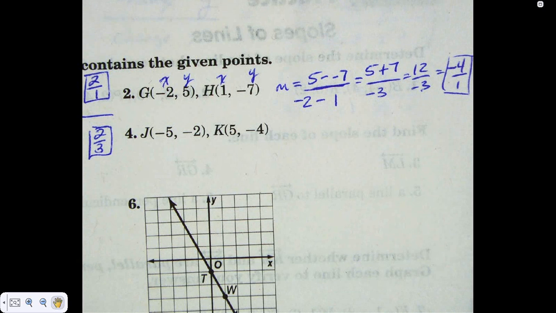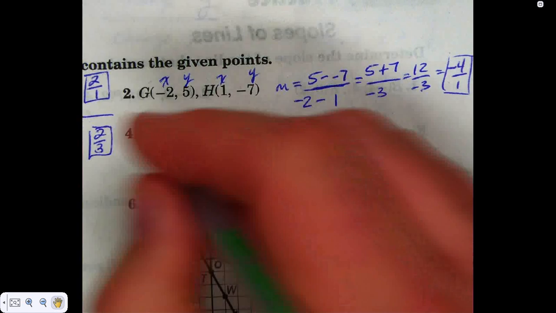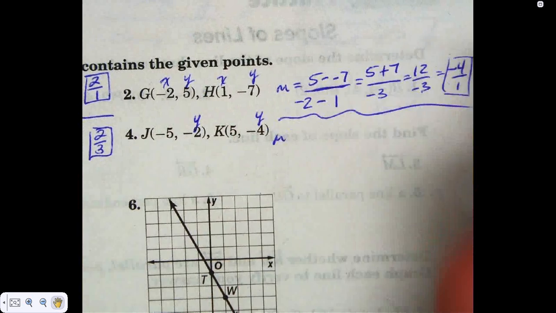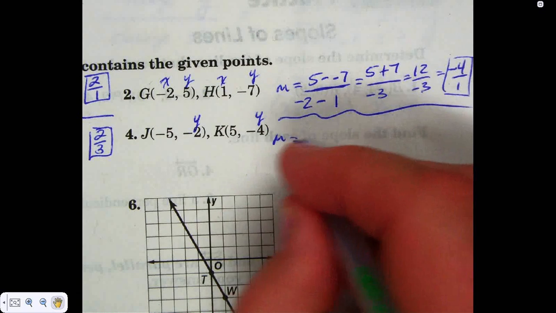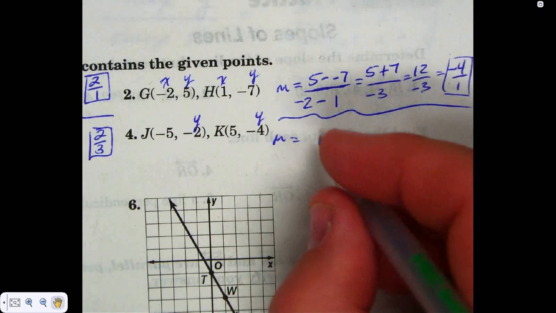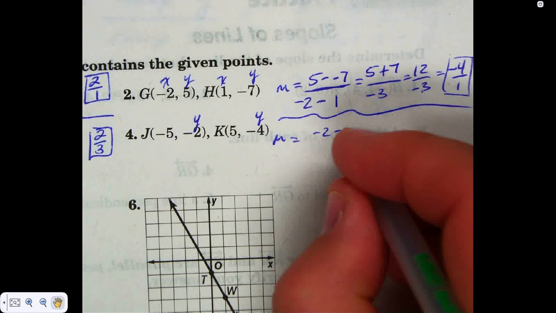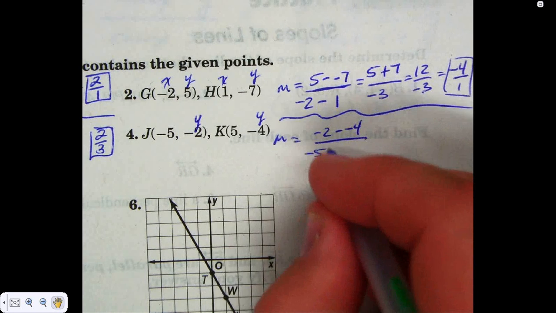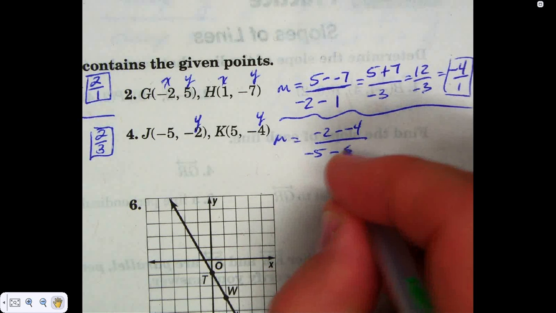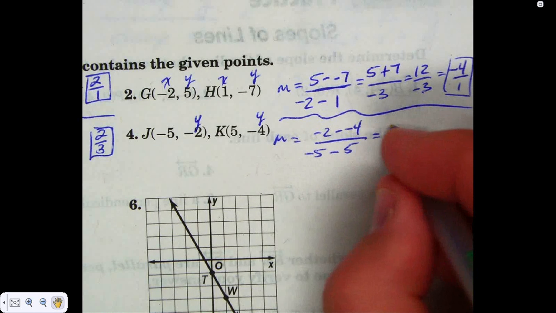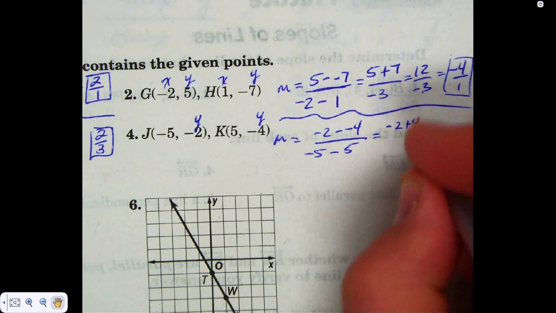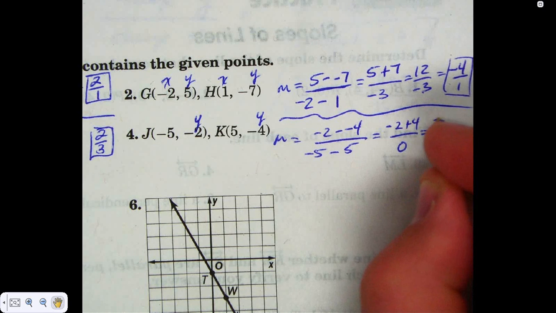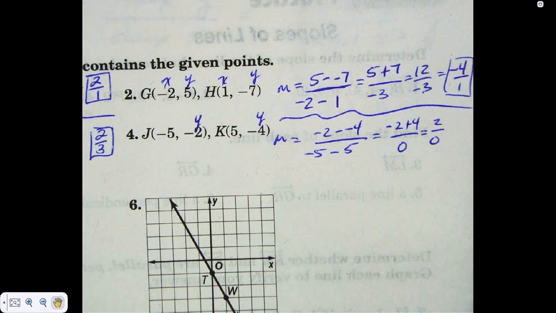I'll zoom out and let you guys write this in a second. Just watch me do this up here. Y. What will my slope be? What do I put on top? Y's, right? So it'd be negative 2 minus what? Negative 4 over negative 5 minus 5. What do I get here? Negative 2 plus 4 over, what do I get here? So it's a 2 over 0. What's the slope?